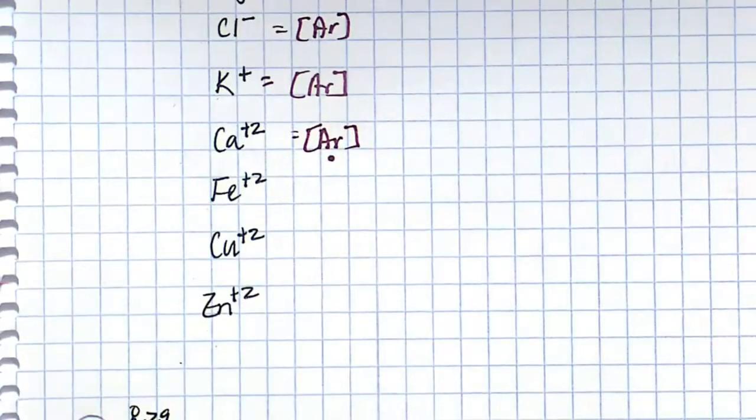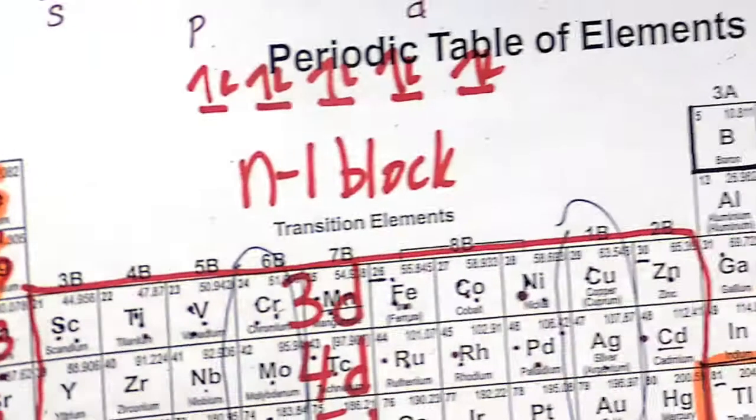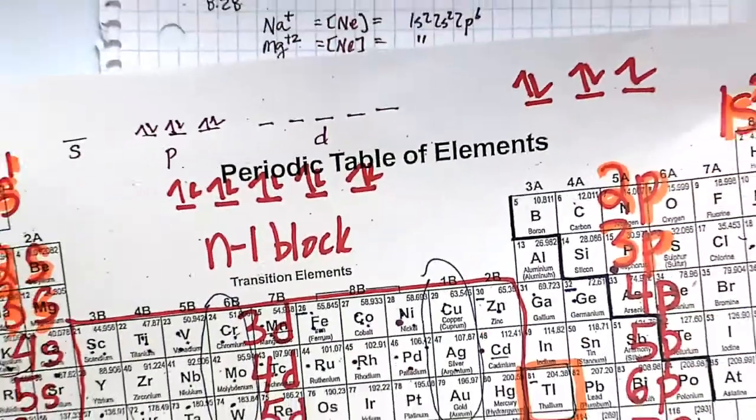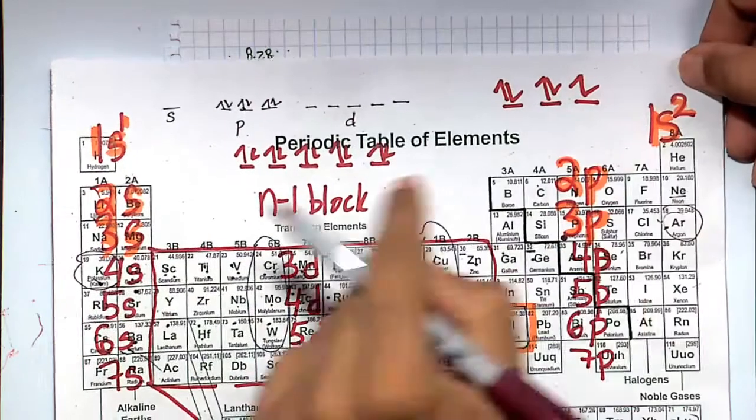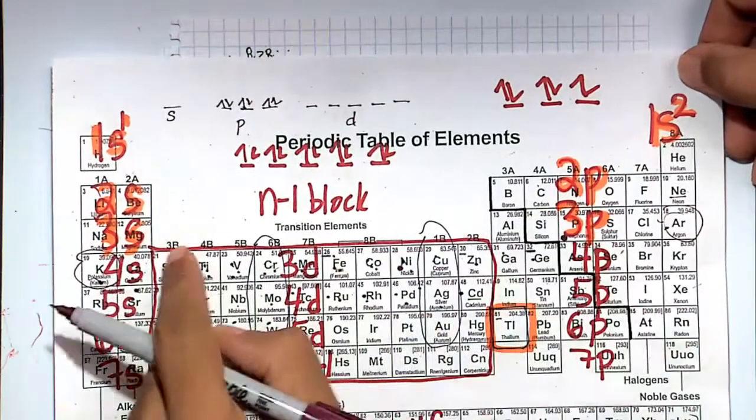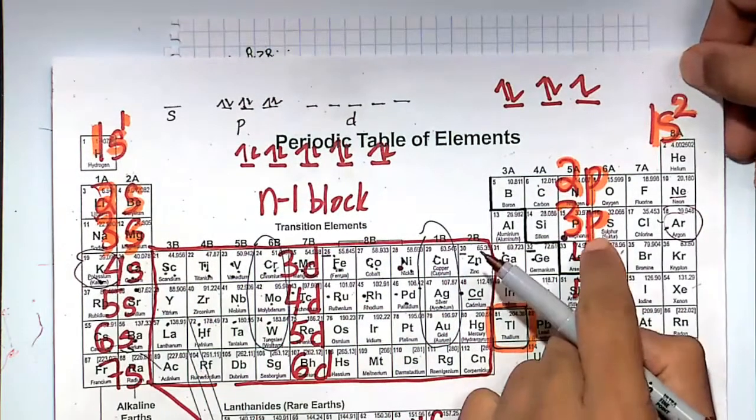The problem is asking for it in the ground state, so I'm not going to take the time to put all of this in the ground state. But for argon, it's going to be 1s2, 2s2, 2p6, 3s2, and 3p6.